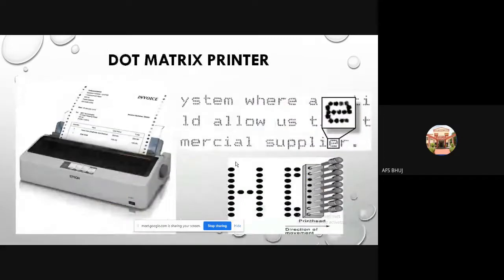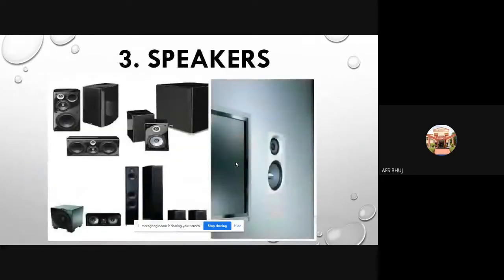Next one is dot matrix printer. Dot matrix means the letters look like a joining of dots. So that is called dot matrix. Now speakers is also an output device. It produces music or other sounds from the computer.